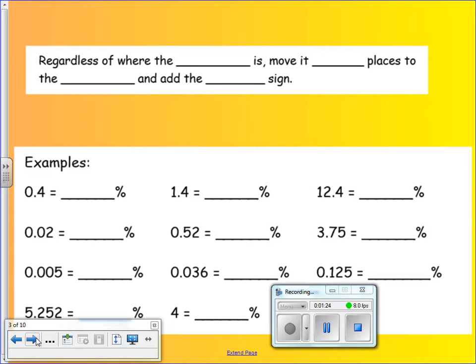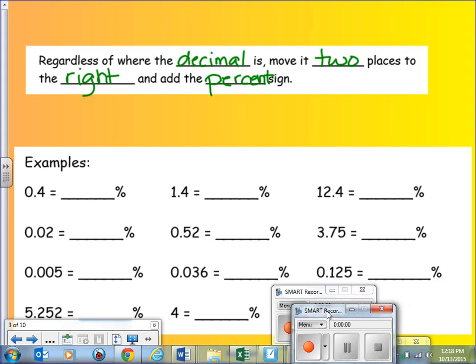So regardless of where the decimal is, move it two places to the right and add the percent sign. Okay, so we're going to move the decimal two places to the right and add the percent sign. Now we have to move it two places to the right no matter what. So let's go ahead and take a look at some examples here.